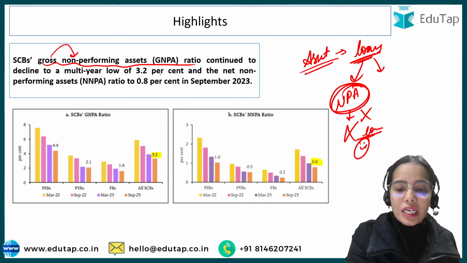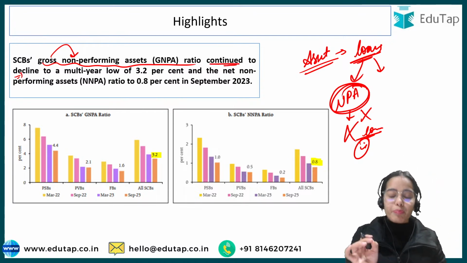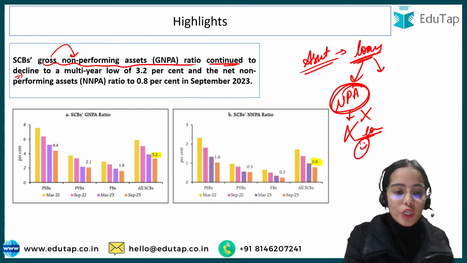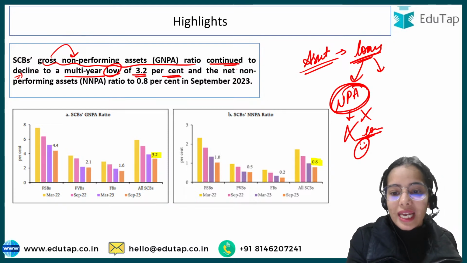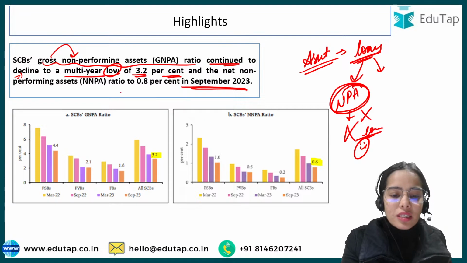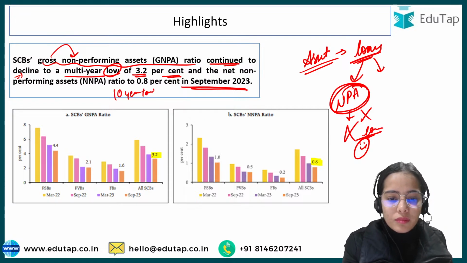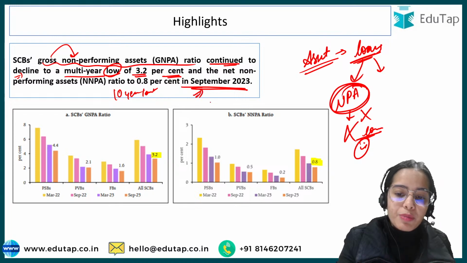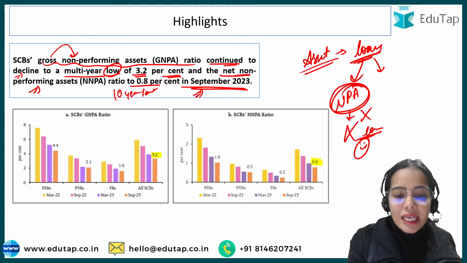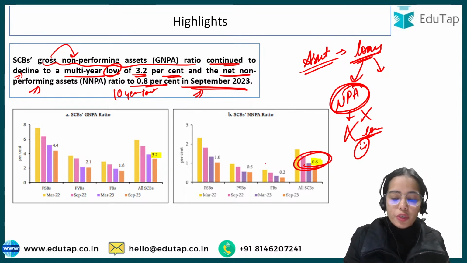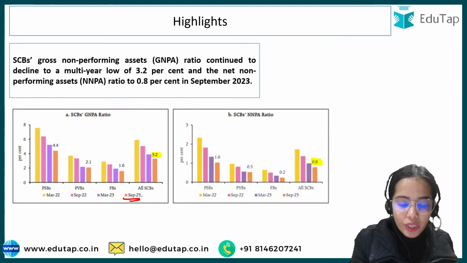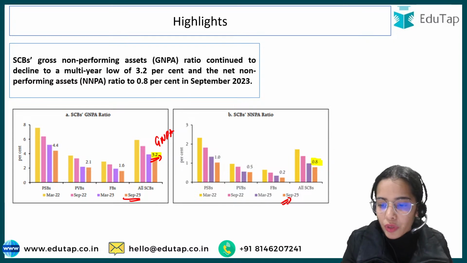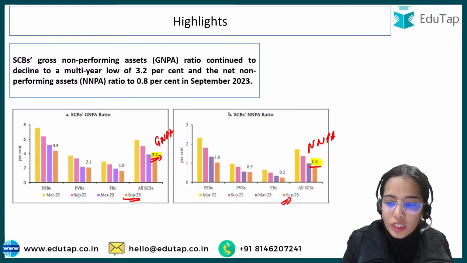So the gross non-performing asset ratio continued to decline. This is a very good thing that has happened, that the gross non-performing assets are actually declining to a multi-year low of 3.2% in September 2023. It is nearly a 10-year low. The gross non-performing asset ratio has declined to 3.2% in September 2023, and the net non-performing asset ratio has declined to 0.8% in September 2023. So here you can clearly see that in September 2023 the gross non-performing asset ratio has declined to 3.2%, and the net non-performing asset ratio has declined to 0.8%.